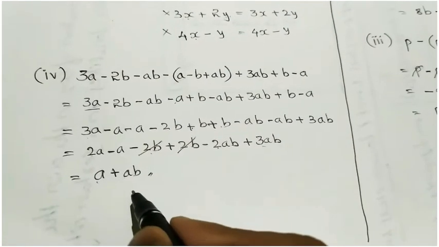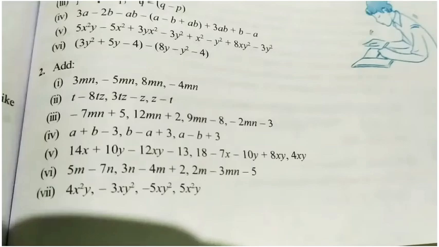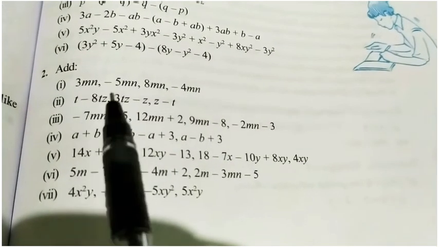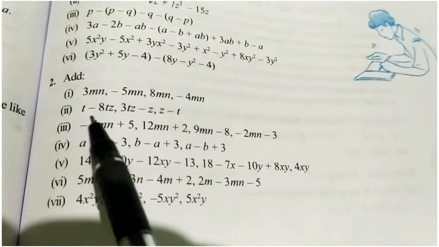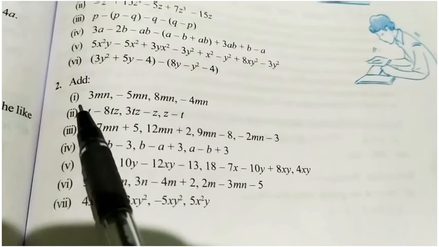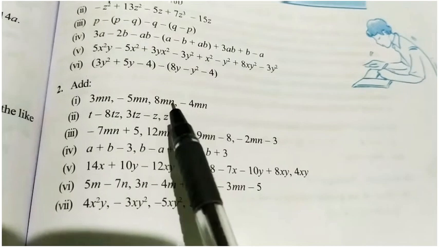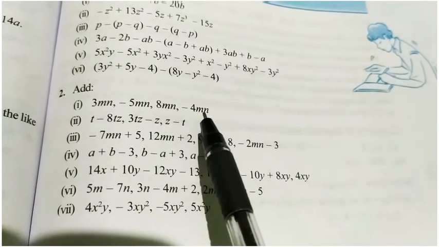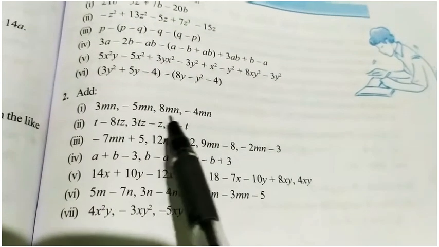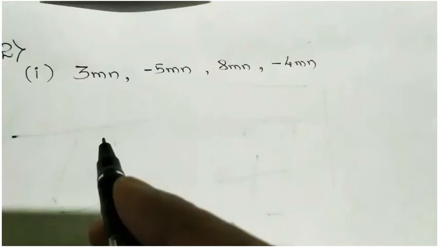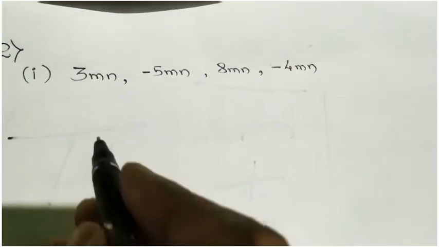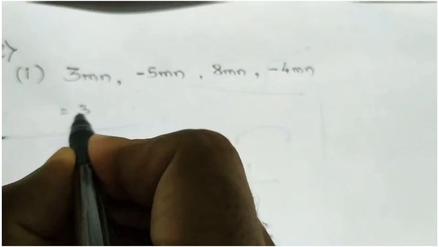Next, fifth and sixth for your practice. Now second main. So here out of 10 I will solve 5 and 5 for your practice. The first one, add 3mn, minus 5mn, 8mn, minus 4mn. Okay, so you have to add all these 4 terms. So write them in the addition form.